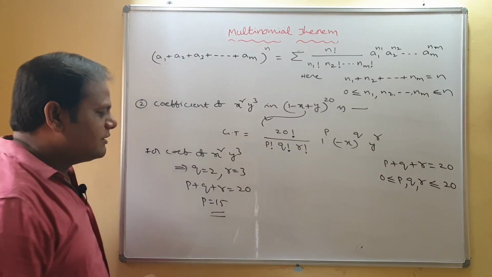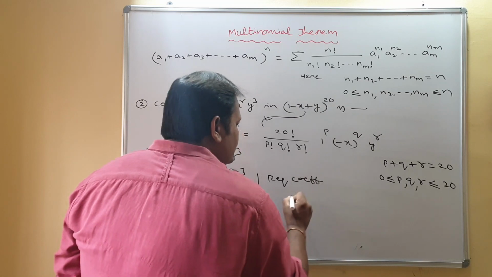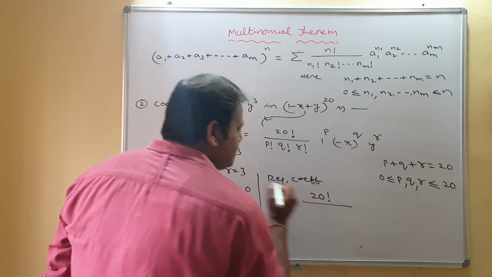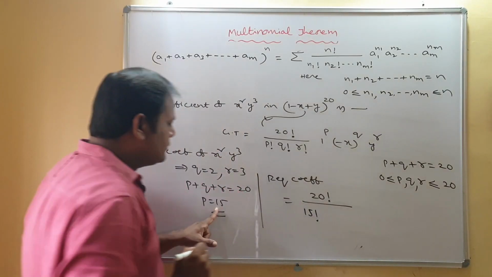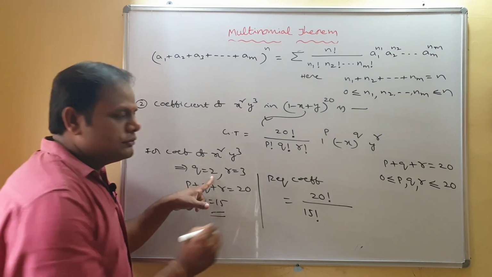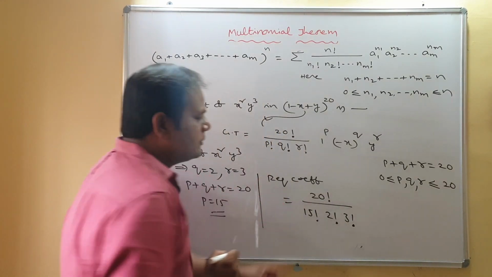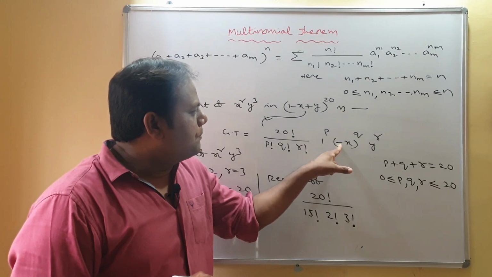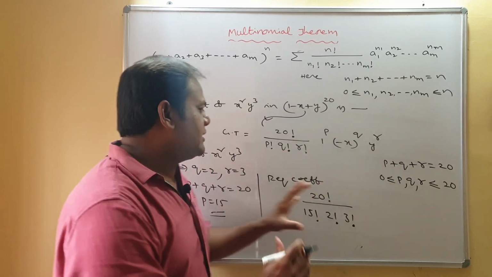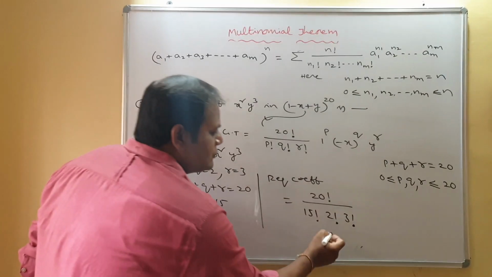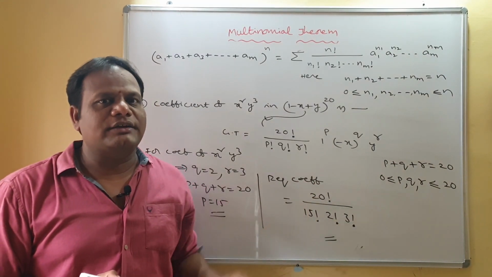Now the required coefficient is equal to 20 factorial by P factorial, which is 15 factorial, Q factorial, which is 2 factorial, and R factorial, which is 3 factorial. Here 1 power something is anyhow 1. Minus power 2, since Q is 2, becomes plus. Don't write x and y again, because we are taking only the coefficient. So the answer is 20 factorial by 15 factorial, 2 factorial, 3 factorial.